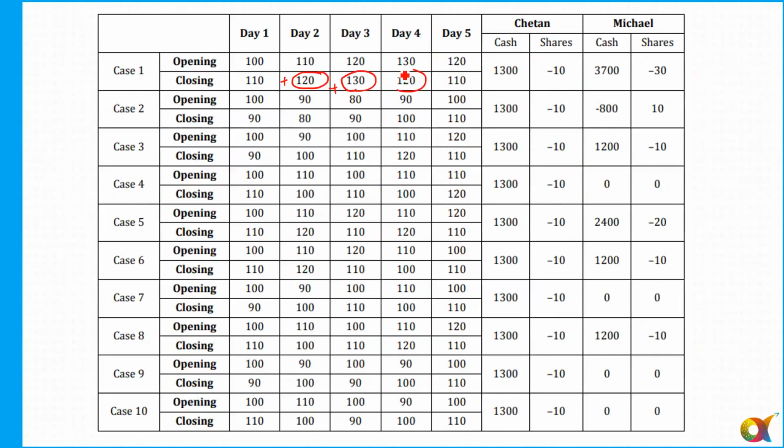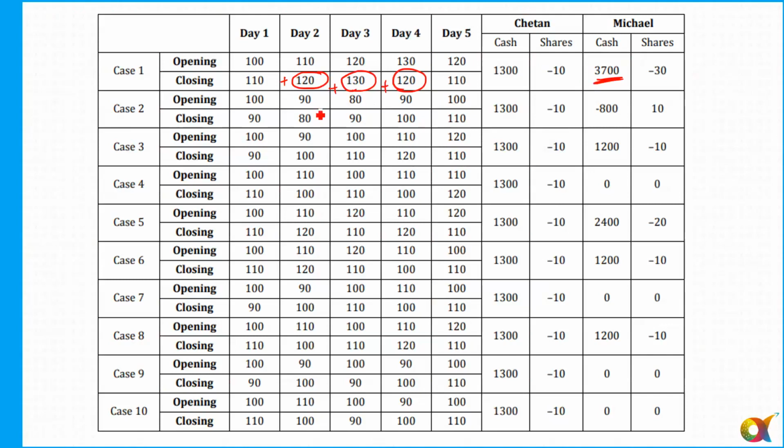Above 110, so that is plus. Above 110, so that is equal to plus. So you can say 12 plus 13 plus 12, that is equal to 37. So 370, into plus of 37.